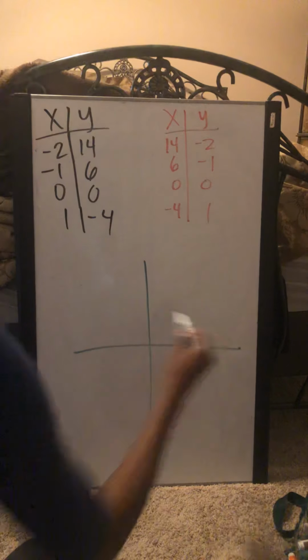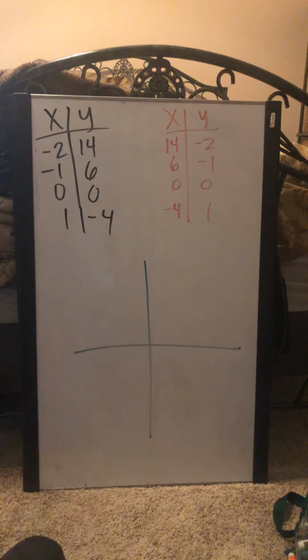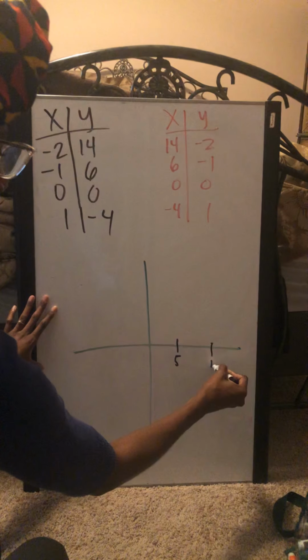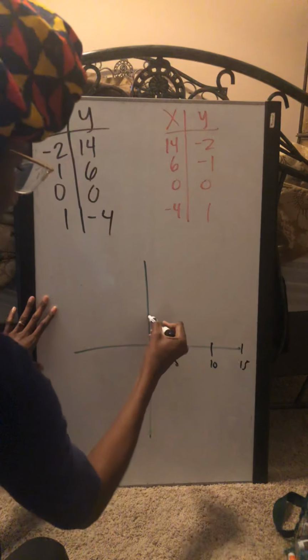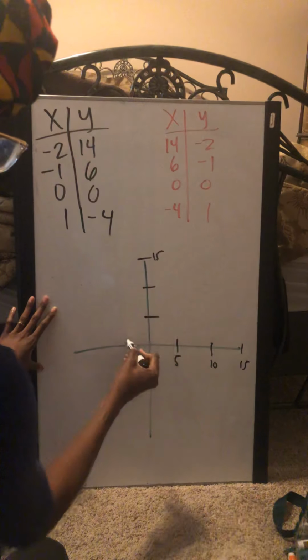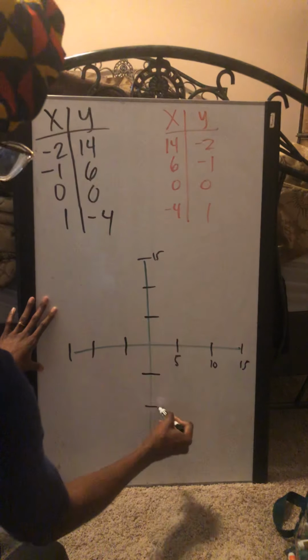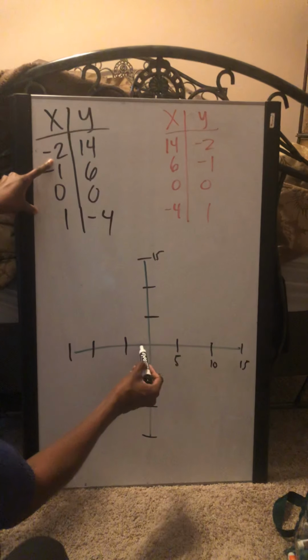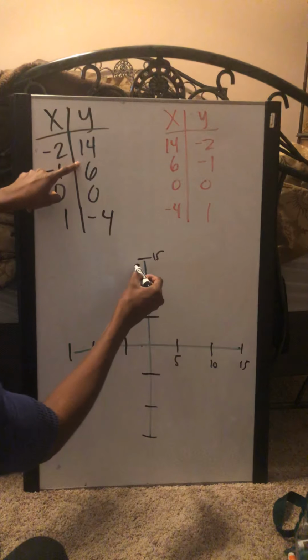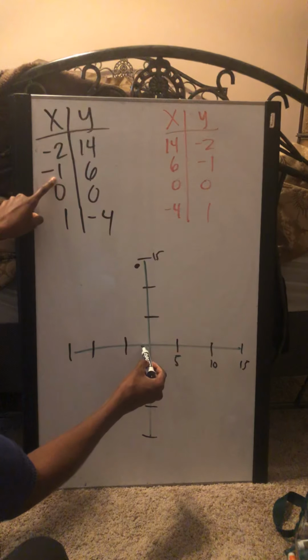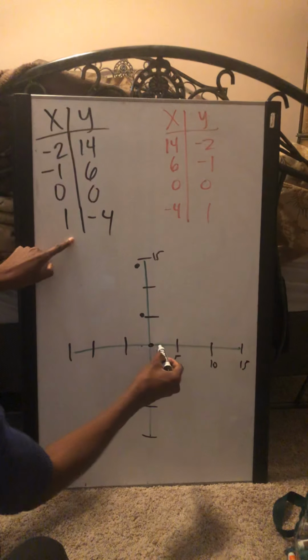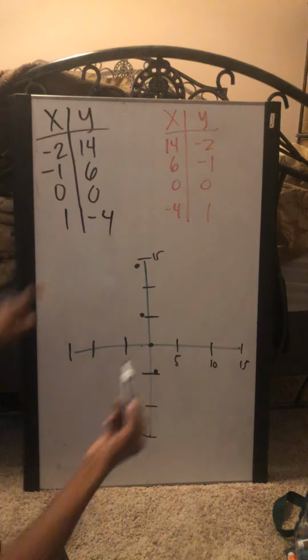Okay, so as we look at this on the xy plane, I'm going to do these by 5s. So we have 5, 10, 15, on each axis. If I graph this one, x is -2, which means we go left 2, and we go up 14, so we're here. X is -1, so we go in a little bit, and then we go to 6, and then we have 0, 0, and then we have 1, -4. So you have something like this.